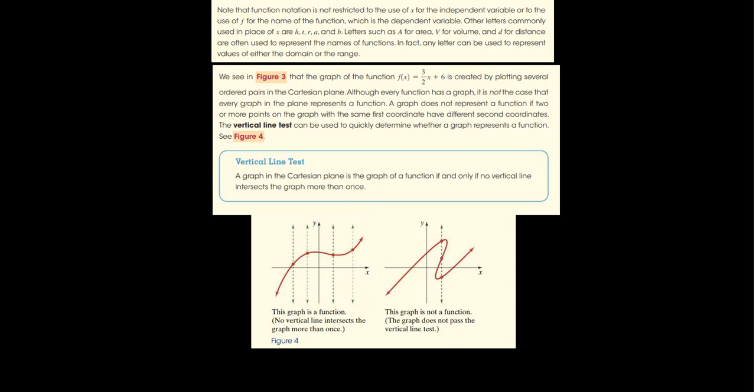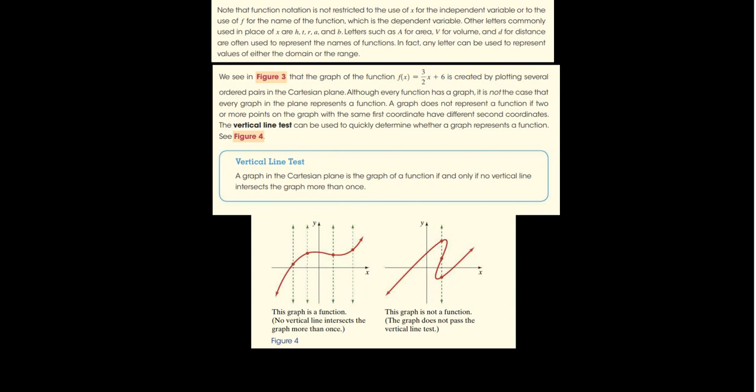But for the second graph, depending on the vertical line I choose, if I choose the vertical line over here, I'm not going to cross at more than one point. But if I chose the vertical line to be right here, well, then I'm going to cross that graph in 3 places. And since I cross it in more than one, it is not a function.